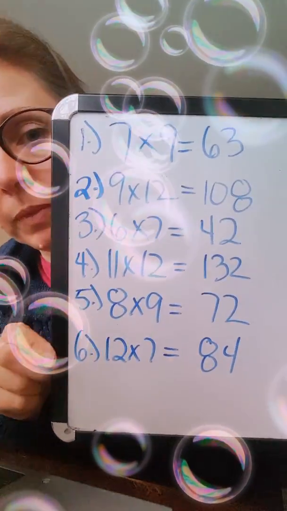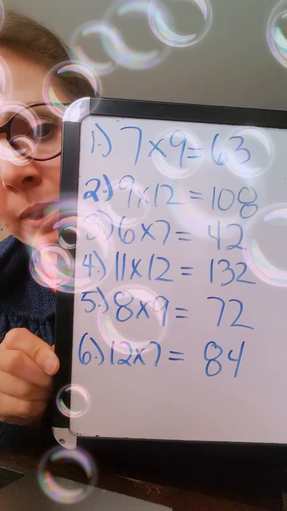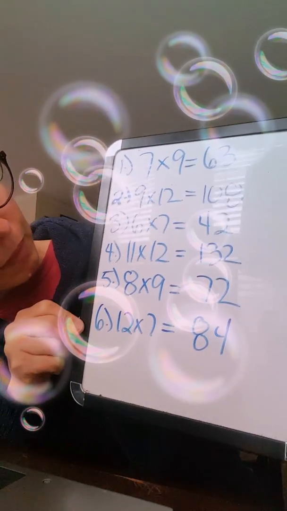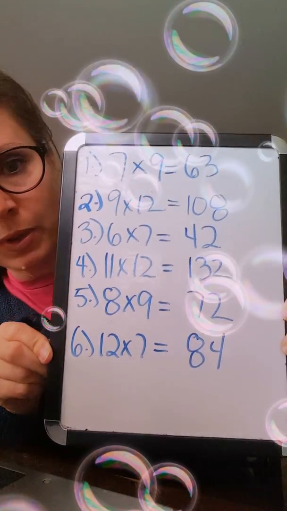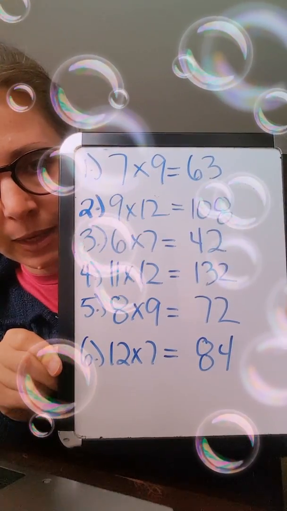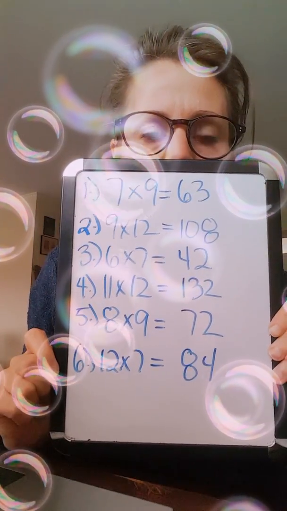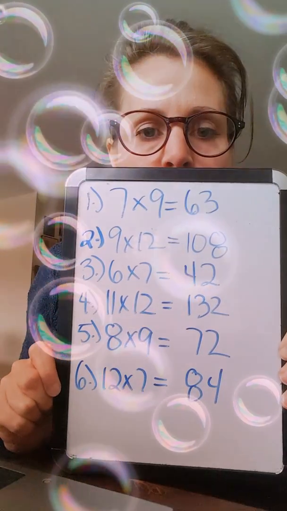I'm going to write the list so you can copy it down, and then I'll pause it and I'll be right back. Okay guys, here you go. These are the problems you're going to copy down in your notebook. To do on your own, we have 7 times 9 equals 73, 9 times 12 equals 108, 6 times 7 equals 42, 11 times 12 is 132, 8 times 9 is 72, and 12 times 7 is 84. So just write these down, and then once you're good, you can go and start these on your own.